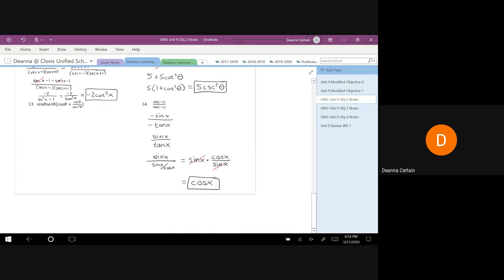Okay, in this one, routes that people took in class, we had some people who chose to rewrite all their secants and cosecants as their respective reciprocals. So cosecant being 1 over sine, secant being 1 over cosine, that kind of thing. So you might have chosen that route. We had some people who chose to distribute the sine secant theta in and simplify from there. Both work, both obviously take very different routes through the problem.